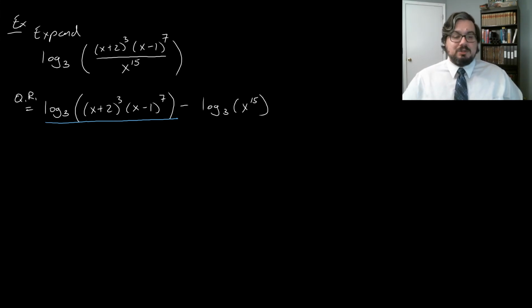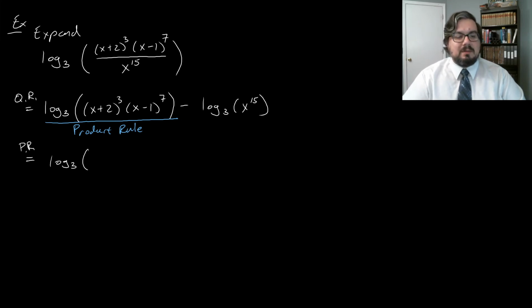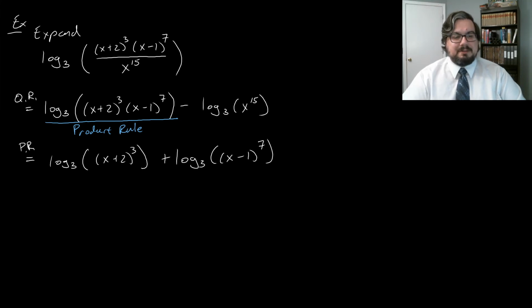However, we can use the product rule on this. So we'll go ahead and use the product rule on this first term. I'm going to leave the second term alone for this step. So we use the product rule to get the log base 3 of (x plus 2) cubed plus the log base 3 of (x minus 1) to the 7th. That's what that first logarithm term turns out to be. And this is minus log base 3 of x to the 15th.